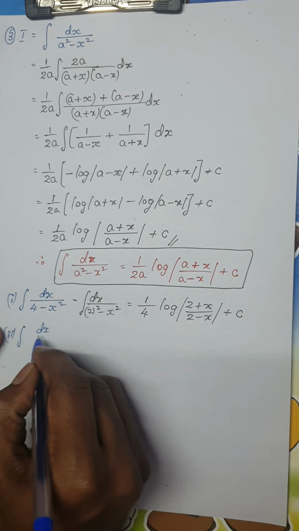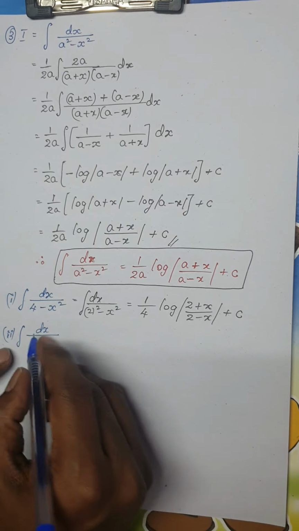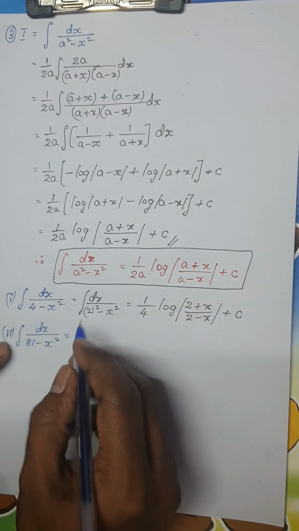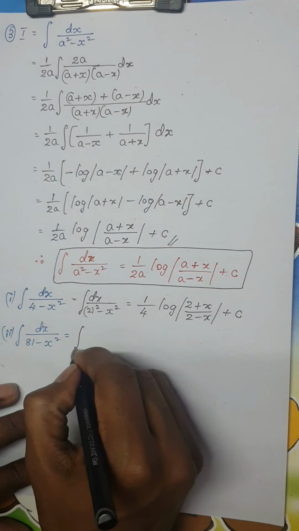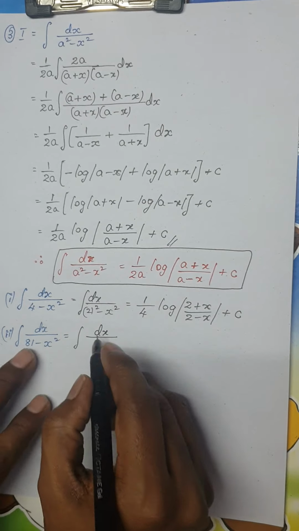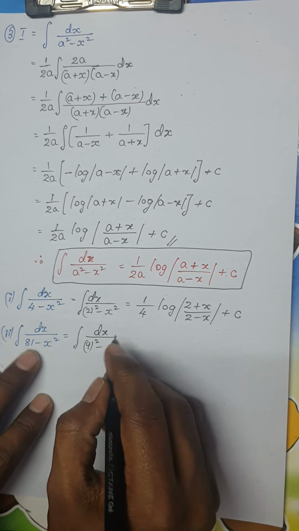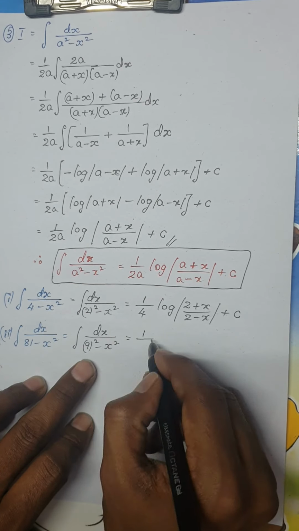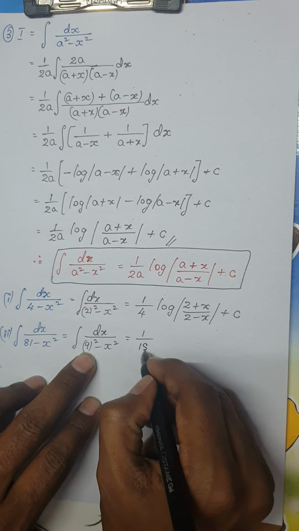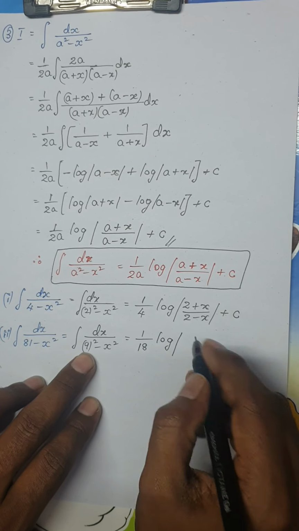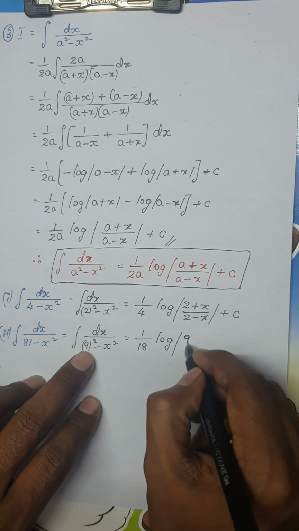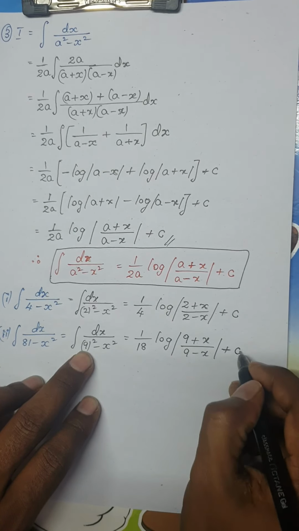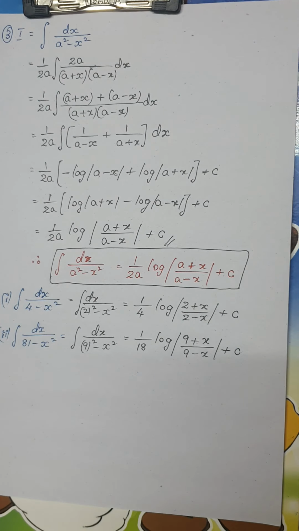Let me consider another integral, dx divided by, let me say, 81 minus x square. So this can be written as integral of dx divided by, we know 9 nines is 81, I can write it as 9 square minus x square. So using the above result, I will get 1 divided by 2 times 9, so that is 1 divided by 18 into log of mod a, remember a is 9 here, so 9 plus x divided by 9 minus x plus c, which is the constant of integration.